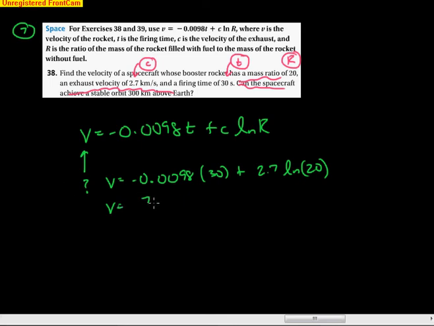And I get a velocity of 7.79, and I would tell you the units, they need to be in kilometers per second, just like the other exhaust. And there's your velocity. So that's a simple plug-in and just use your calculator. Okay, no solving, no log equation, no exponential, no. Just plug it in and solve.